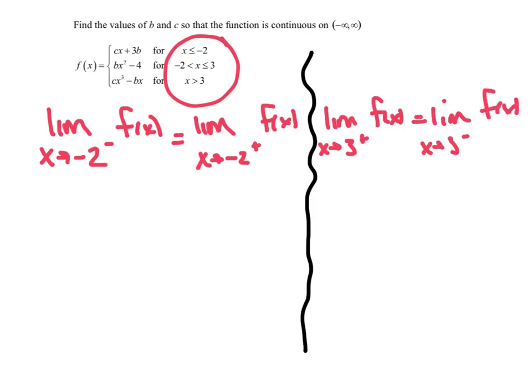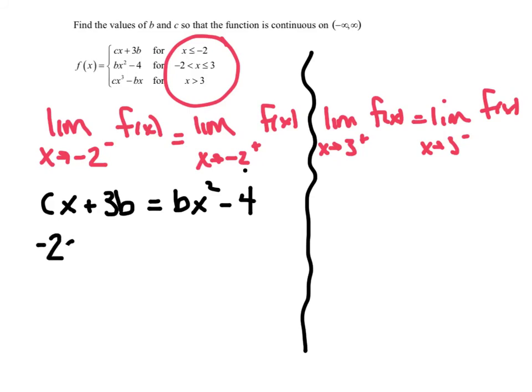All I'm doing is taking the ones that involve -2 and setting those two terms equal. So cx plus 3b equals bx squared minus 4. Simple enough. Left side equals right side. What number can you plug into x at this point? Well, as x approaches -2. So I've got -2c plus 3b equals -2 squared, which is 4b, minus 4.